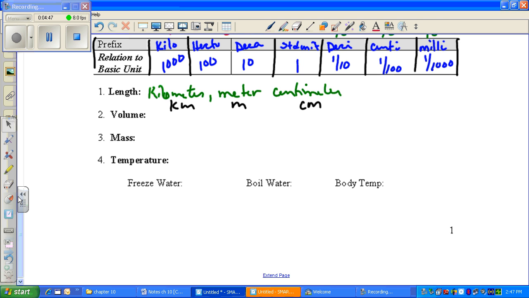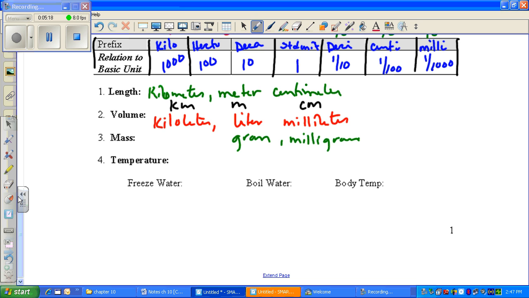In volume, we have the liter is our base. So kiloliter, liter, and oftentimes we use the milliliter. So we're just kind of showing you some of the basic ones that we have. Mass is then going to be, as a base unit, a gram. And lots of times we look at a milligram, and we might look at a kilogram. So that would be our mass unit.